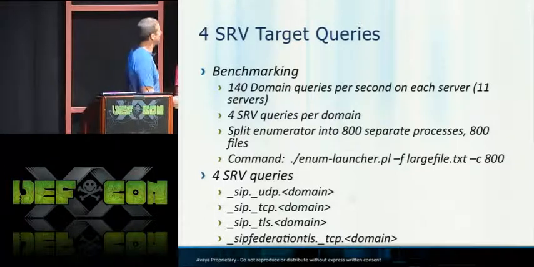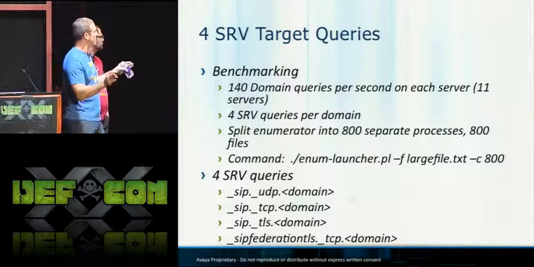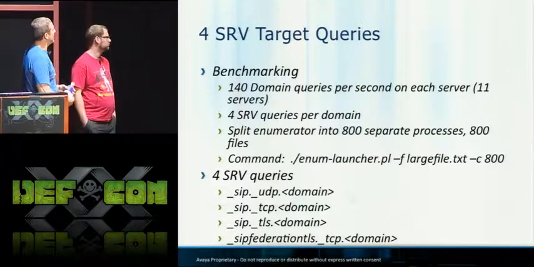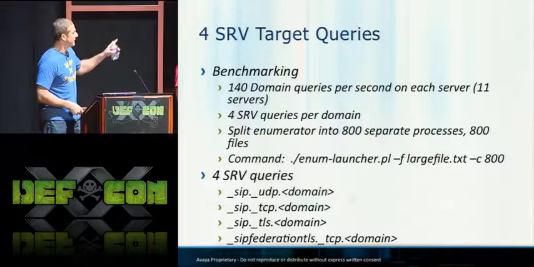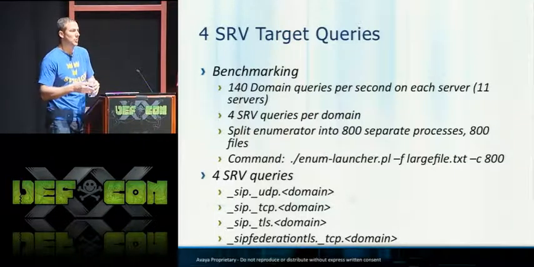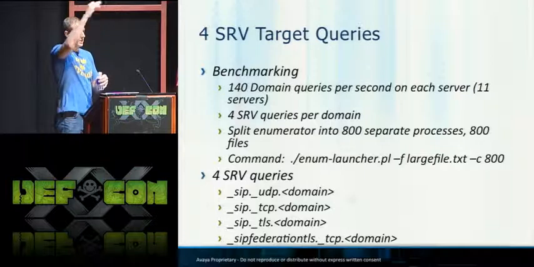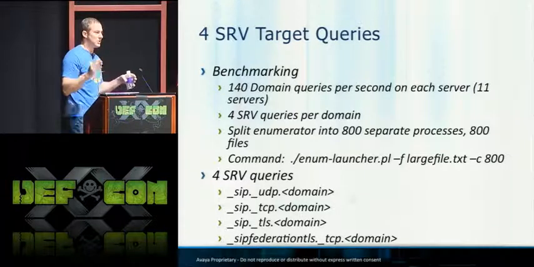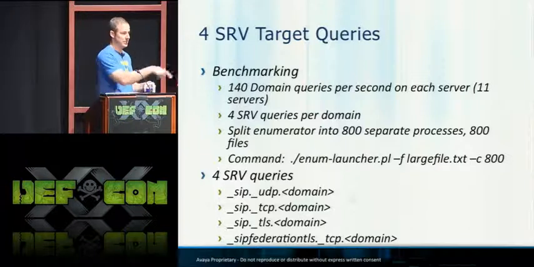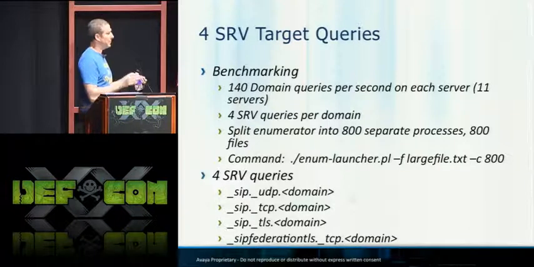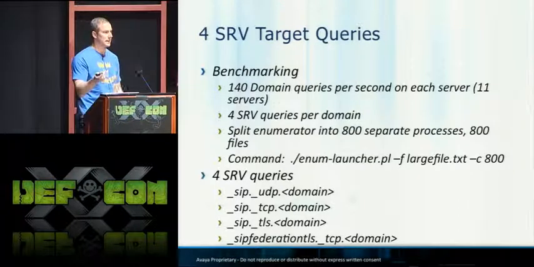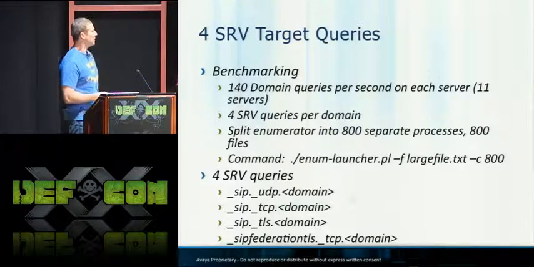Once Enumerator was coded, we decided to split this up into 11 different servers. And then we benchmarked this, to basically split Enumerator into 800 separate processes and to parse a single large log file into 800 chunks. And so each of the 800 Enumerator processes would basically do its workload in parallel on the host. And so we benchmarked this at 140 domain queries per second, which was the fastest we could get, and 4 SRV queries per domain.